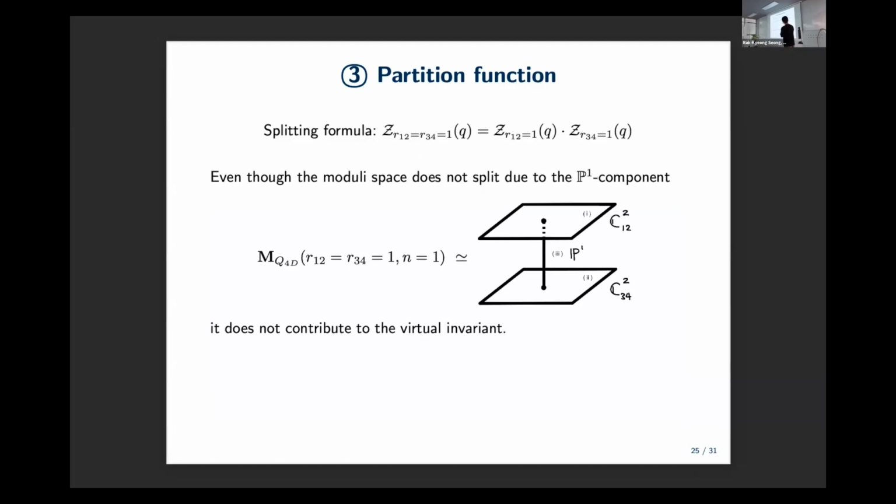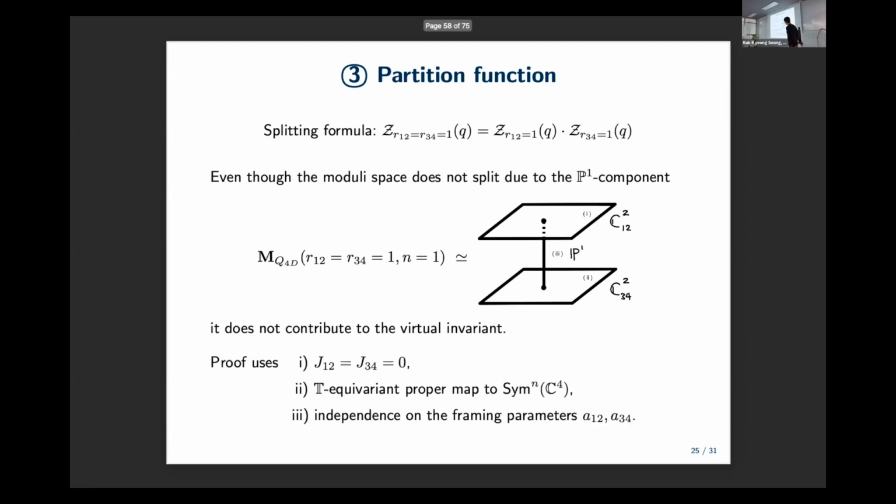Because as we have seen in this n equals 1 example, the moduli space doesn't split. What does that mean? We have classical solutions corresponding somehow to the right-hand side, but there is a non-trivial interaction between these two classical solutions given by the P1 component. But the magic is that this P1 component doesn't contribute to the virtual invariant. And the proof is in roughly 3 steps.